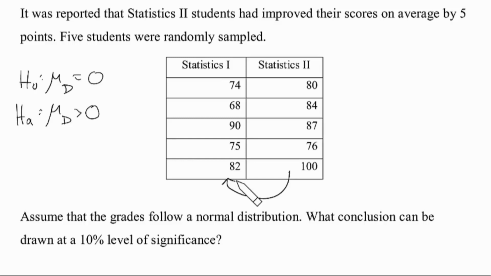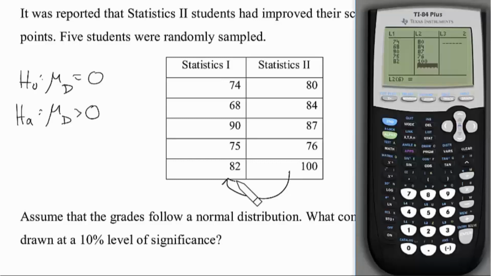Okay? So our first step is going to be to put this data set into list 1 and this data set into list 2. Go ahead and pause the video and get yourself ready for that. Okay, so once you've got your data into your two lists, it should look like this. And now over on list 3, I'm going to define it as the difference that I'm interested in, which is list 2 minus list 1.